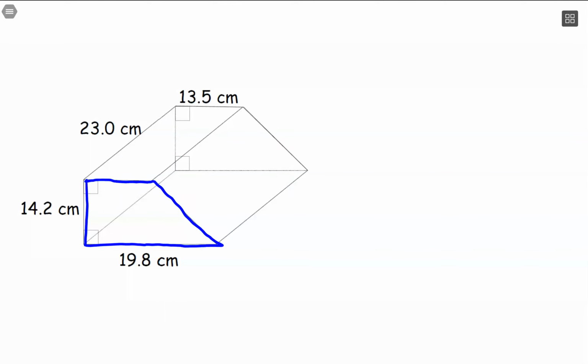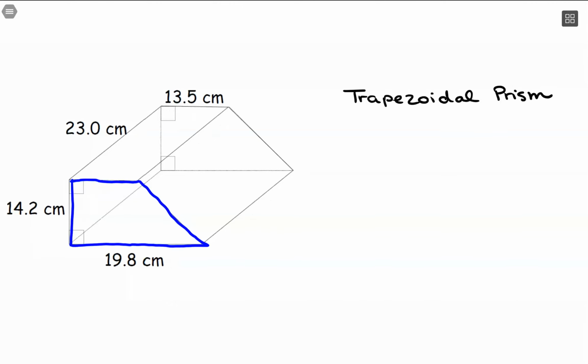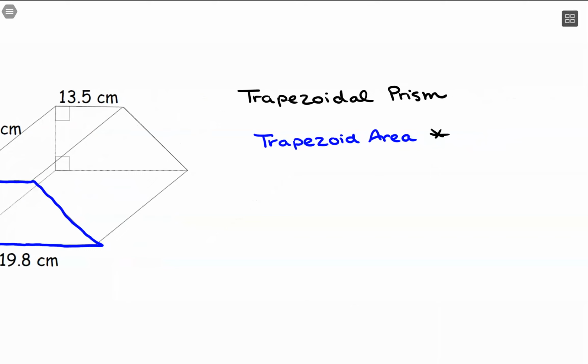Now this shape here, we've talked about before, it has a pair of parallel sides and then other sides that are not parallel. This is our trapezoid. So what I'm going to think about for the volume of this one, so this is a trapezoidal prism. And with this one, I'm going to think about that base times height idea. So I'm going to think about the trapezoid area. And then I'll think about multiplying that by the height of the prism.